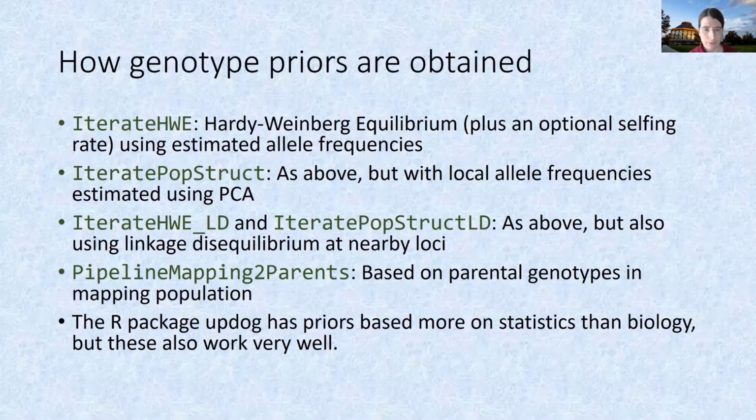If you want to do it for a biparental mapping population, there's the pipeline mapping to parents option. Now other software have other priors. I think Marcelo talked a little bit about priors in Supermassa. And I can tell you UpDog has some priors that are based more on statistics and less on biology than these are, but they also work very well.